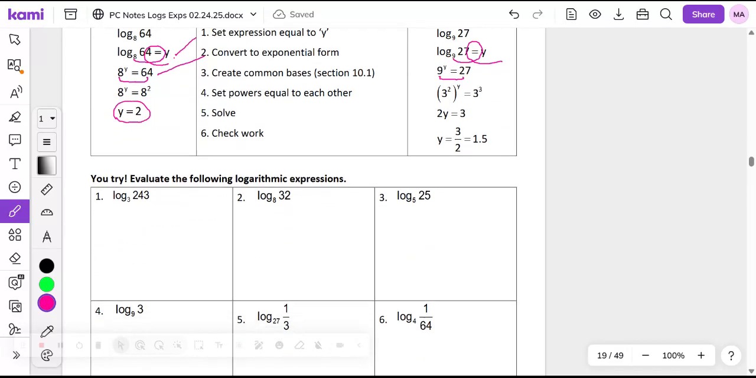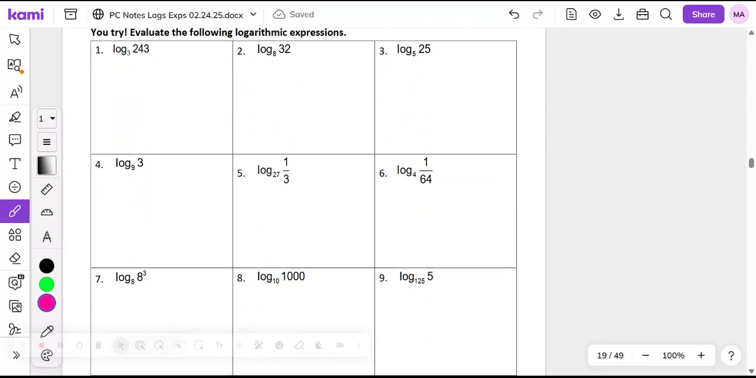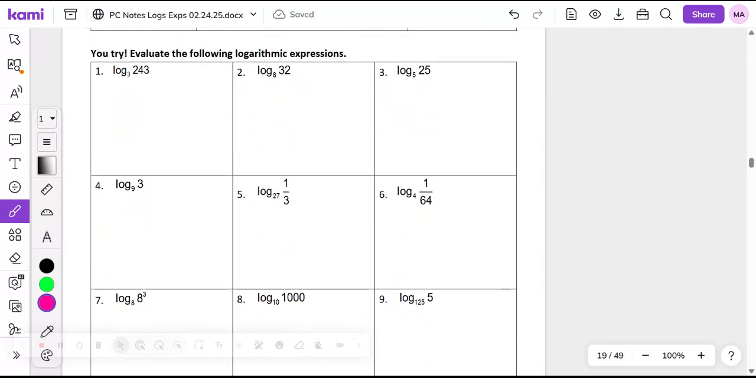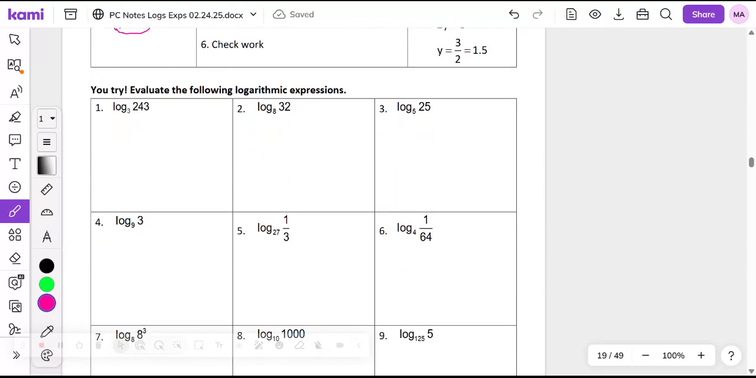You're going to go ahead and try to do that. I'll get you started on the first one anyway. Remember, we set this equal to y.